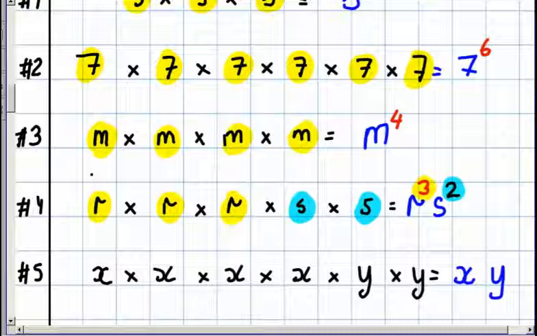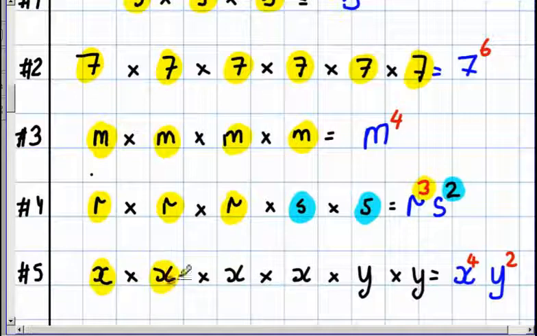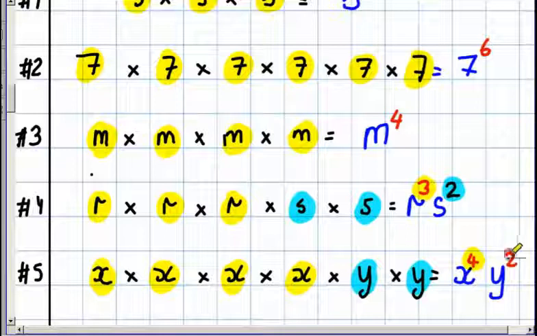Can anybody tell me? Yes, young lady. It's going to be X to the power of 4. Good. Y to the power of 2. Very good, miss. Let's just double check. Well, I shouldn't be double checking because I just said it was very good. So I know it's right. Let's just remind you though where they came from. There you go, they're the 4 X's that are being multiplied together. And here we have the 2 Y's. There you go.